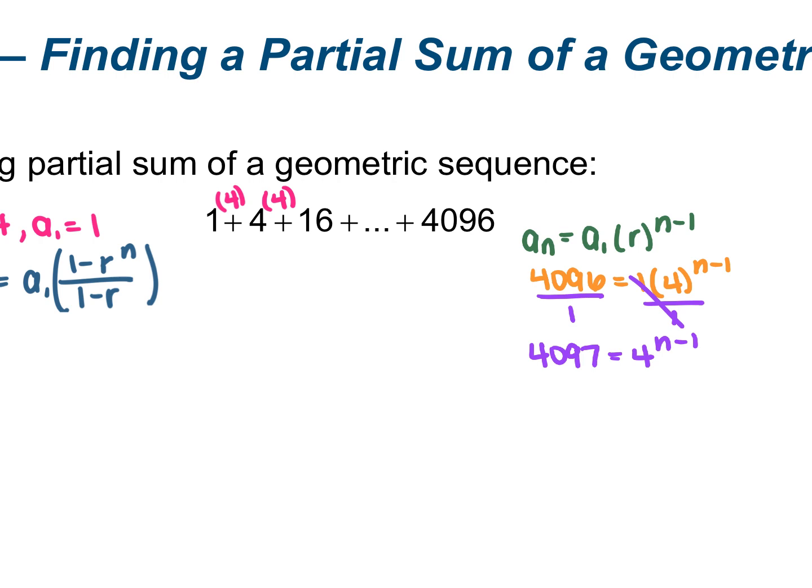Oh, it should be 4,096. I'm sorry. This should be 4,096. So this is 4,096 is equal to 4 to the power of n minus 1.